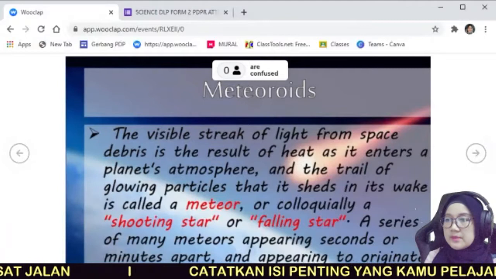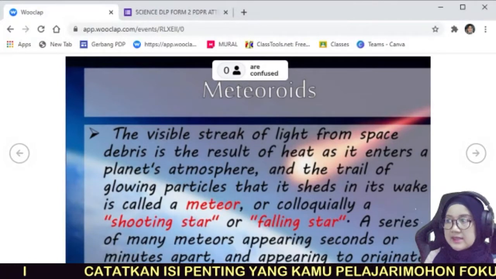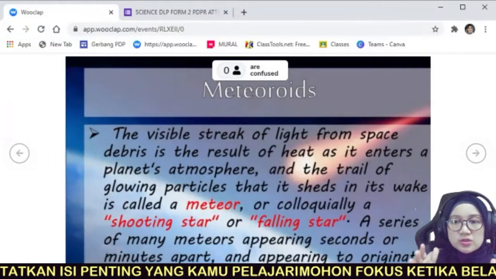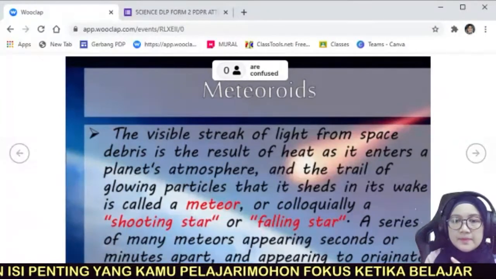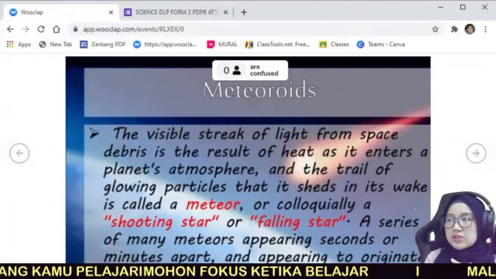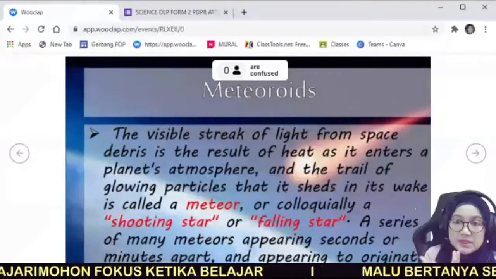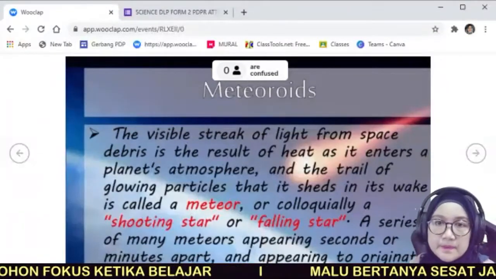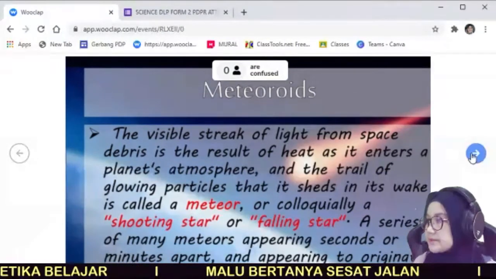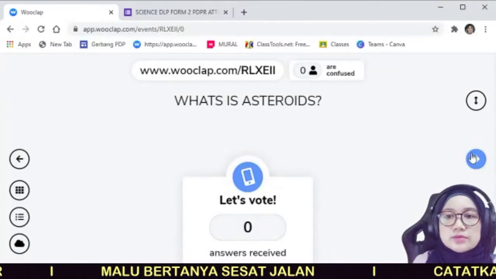So the meteor shower actually appears on the planet in seconds or minutes apart. It takes a very short time to reach the planet, so it is called a meteor shower. For the shooting star or falling star, the meteor's size may be bigger compared to the meteor shower. Is it clear? Yes. Okay, next.